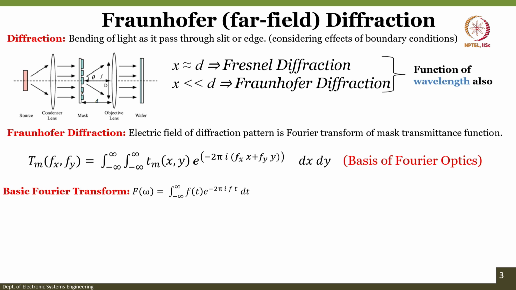Another point: ultimately what we want is that whatever is there in the mask should get reflected on the wafer. So, based on the design on the mask, what we get on the wafer should have two different solubilities, and that solubility can be changed by calculating the intensity of the light, and that intensity can be calculated by considering the electric field, which is what we are checking here. So, the electric field can be calculated by the Fourier transform of the mask transmittance function.